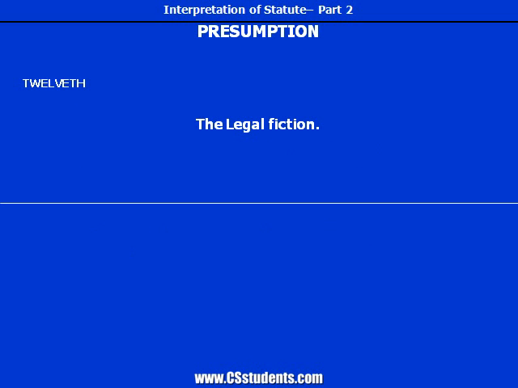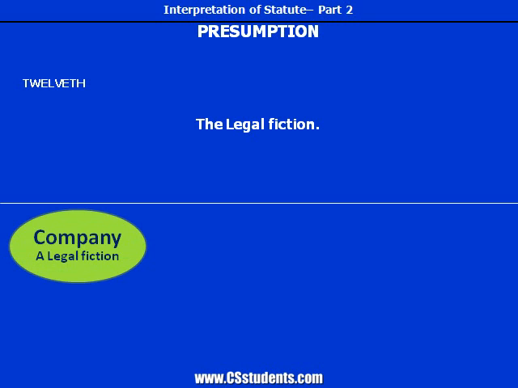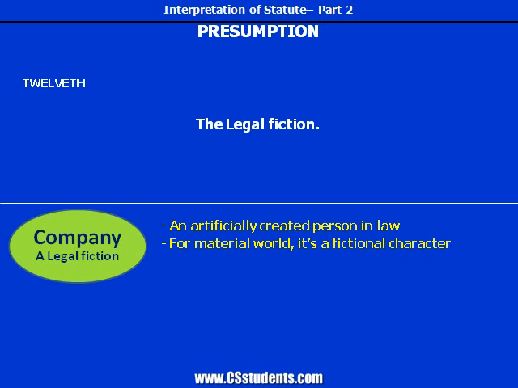First, let's understand what a legal fiction is with an example. The concept of a company is a legal fiction. As we know, a company is an artificially created person in law. For the material world, it's a fictional character. For legal purposes, this fictional person is regarded as good as a natural person in terms of holding property or creating obligations.